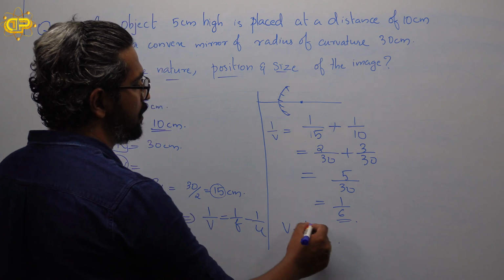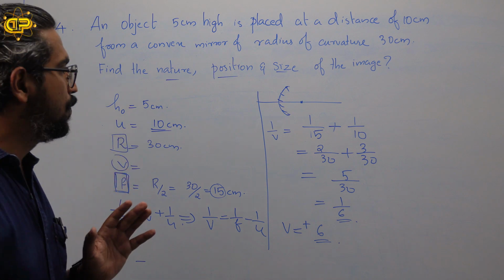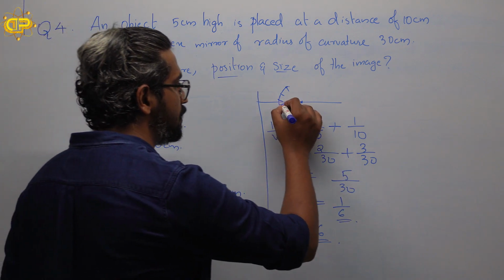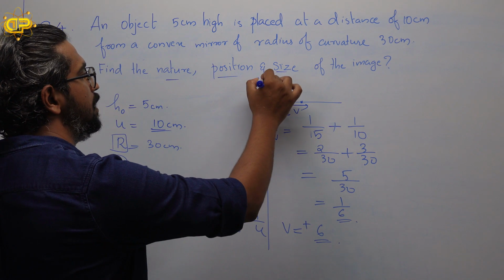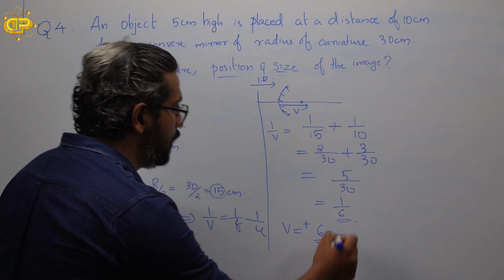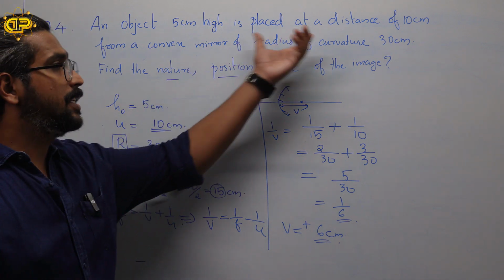And there you can see it is a positive sign. Why is it a positive sign? Because a convex mirror will always give a virtual image, and this virtual image means V is always in the same direction as that of the incident radiation, right? So from there, 6 centimeter will be the answer. Now, what is the nature, position, size of the image?